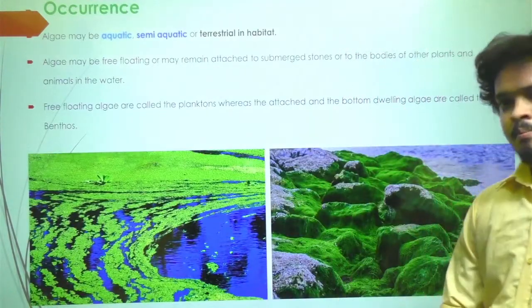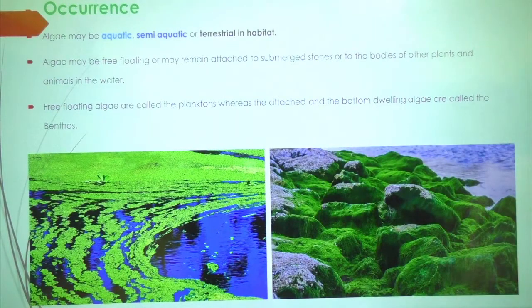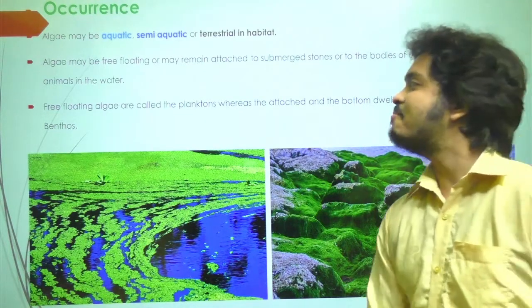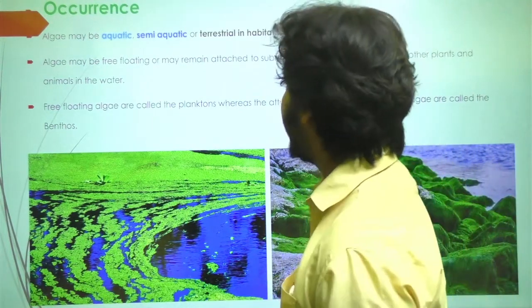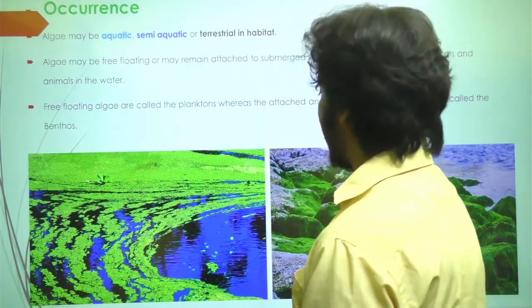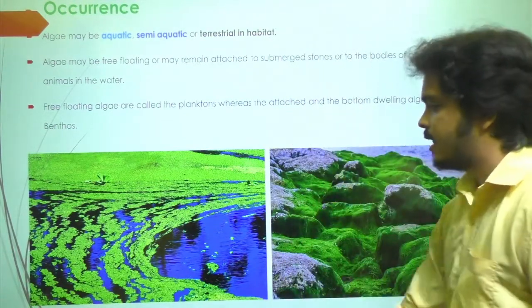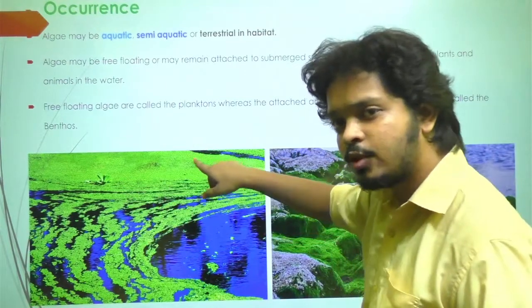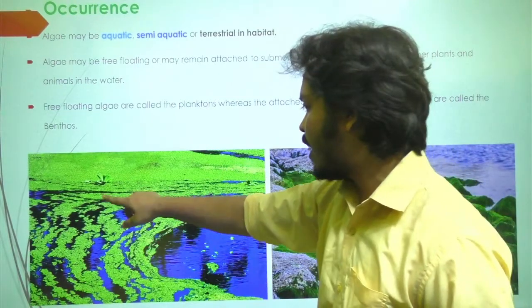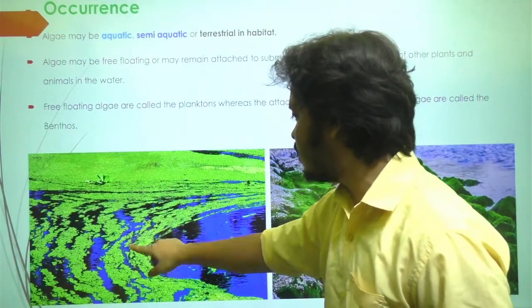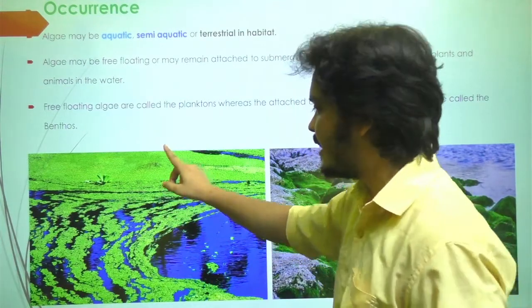Occurrence. Before I tell you anything, please take a look at the pictures. Where do you find algae? Pretty much everywhere, right? Algae may be aquatic, semi-aquatic, or terrestrial. That's the reason why I have shown you this particular picture. These types of algae are growing in aquatic conditions in a pond, right? The water is stagnant, and the algae is growing in this pond.